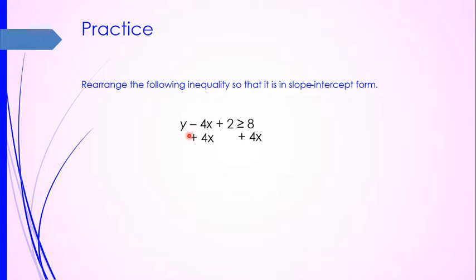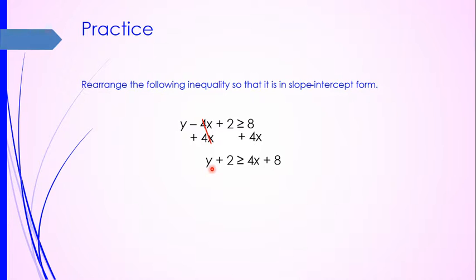So I see that we have a -4x. So I get rid of that. I push it to the other side by adding 4x to the other side. After I do that, I have y plus 2 is greater than or equal to 4x plus 8. Y is not isolated yet.